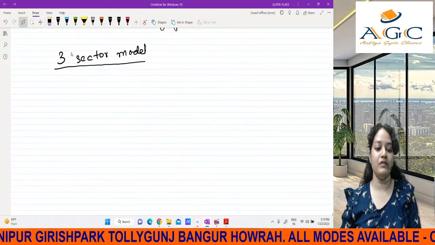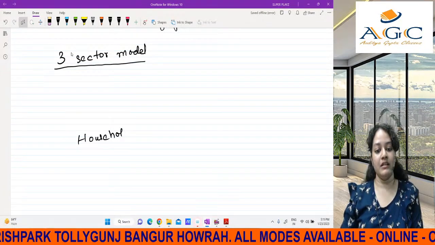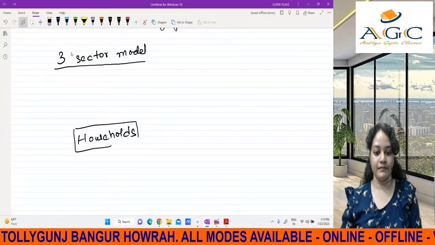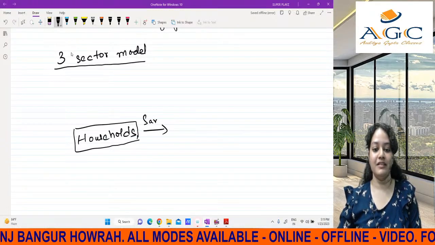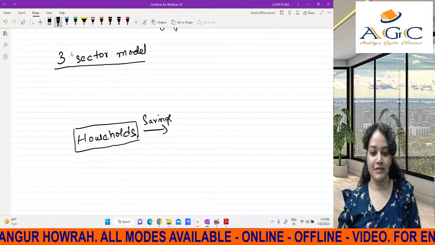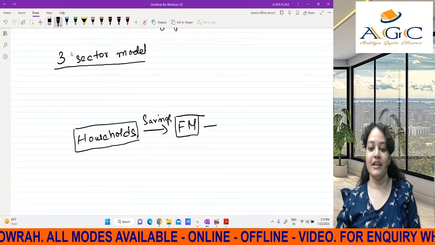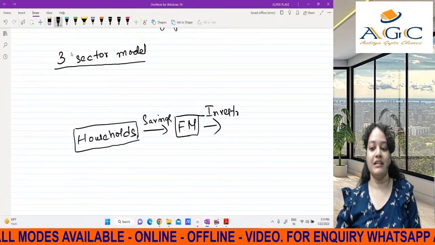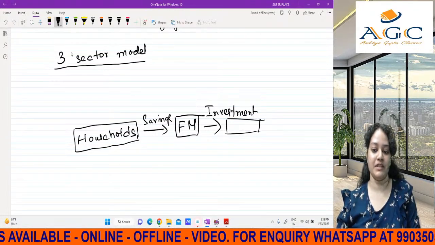So, the same diagram we will be making here as well. Households, say, okay, savings. Just to make it quick, savings in the form of investment, and it is going to whom? The business firms.